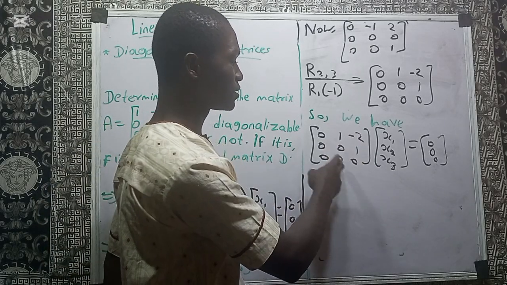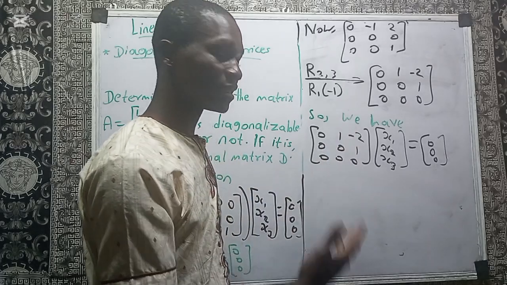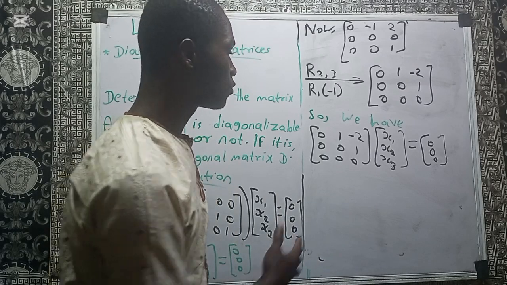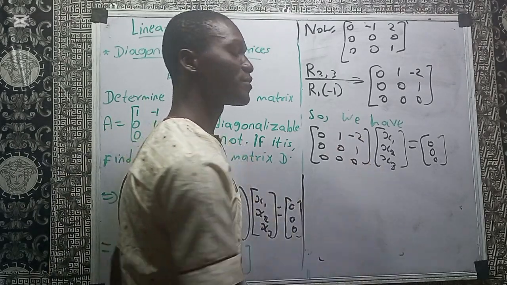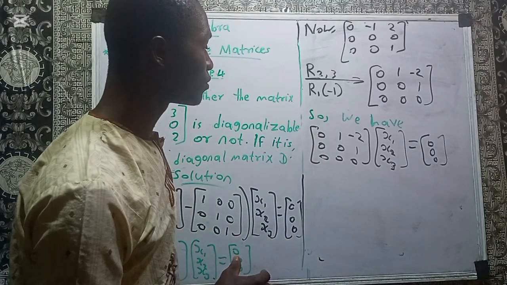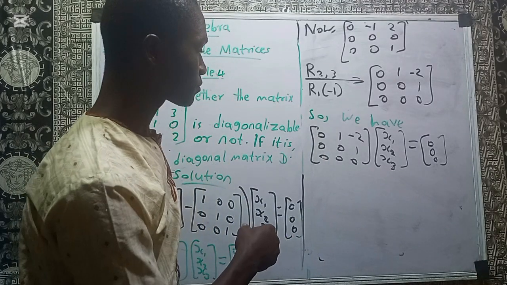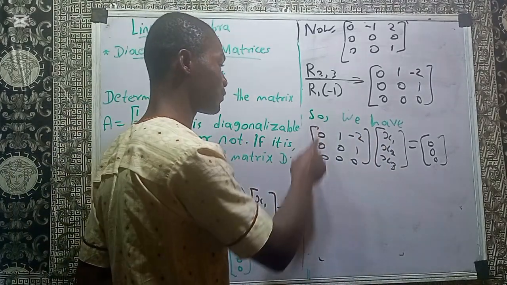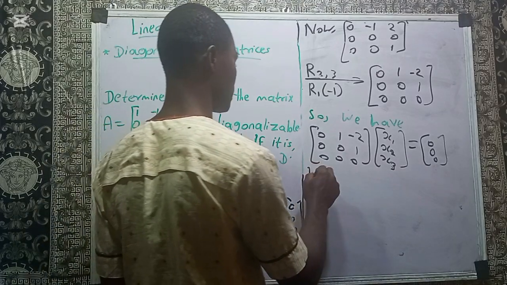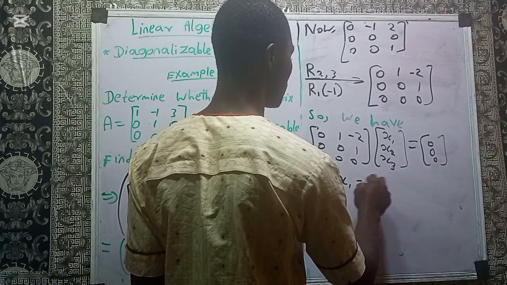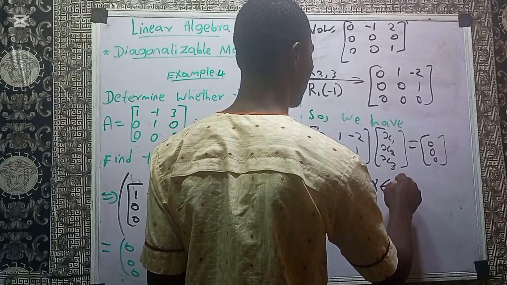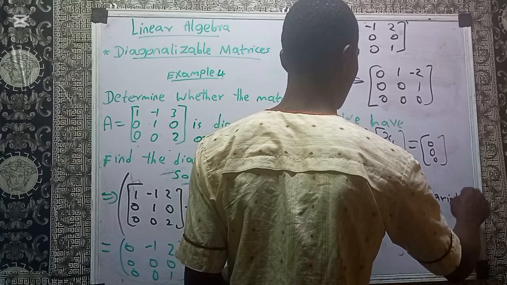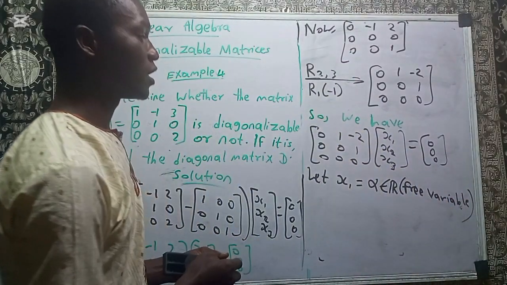Come to column 3. We check whether it has a leading entry. The first non-zero number in row 2 is located at column 3. So column 3 has a leading entry, so x3 cannot be a free variable. Column 1 does not have a leading entry of any row. Because of that, x1 will be a free variable, because x1 corresponds to column 1. So let x1 be equal to alpha, an element of the real numbers. So this is the free variable.